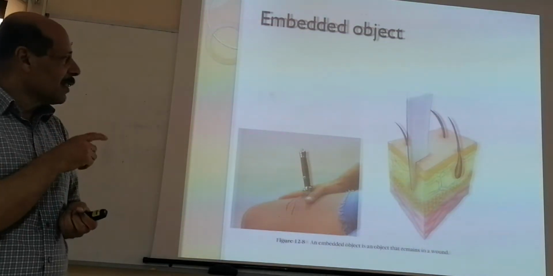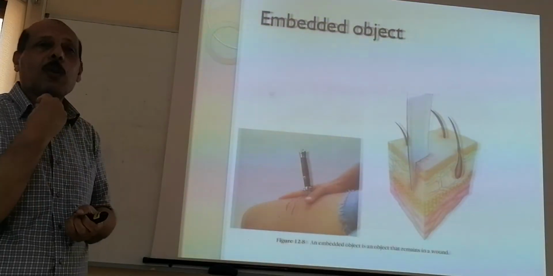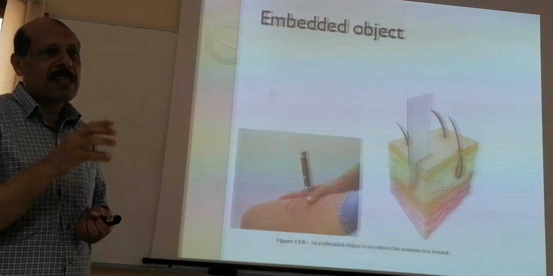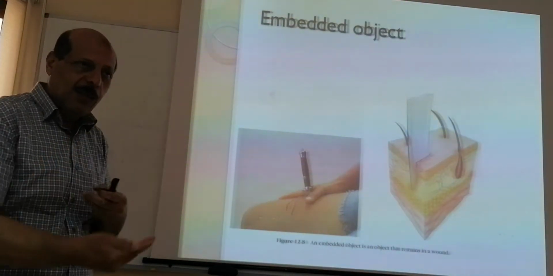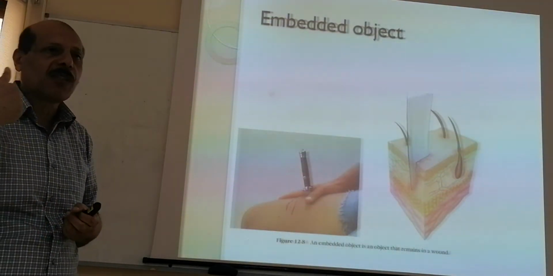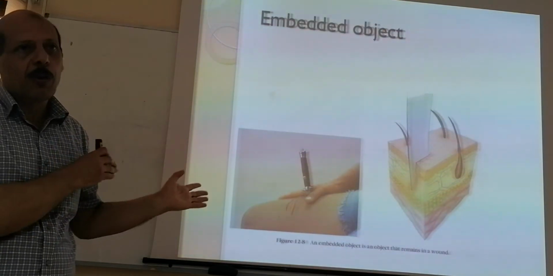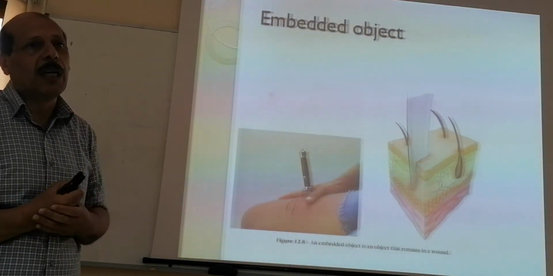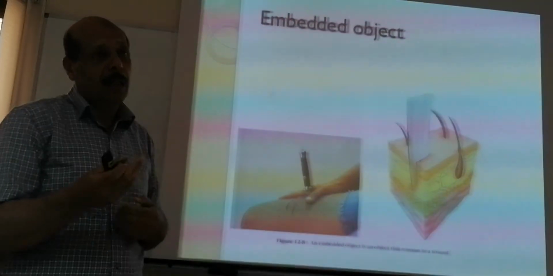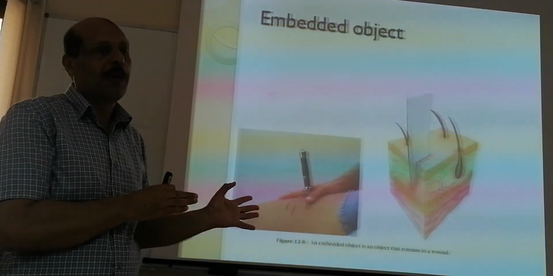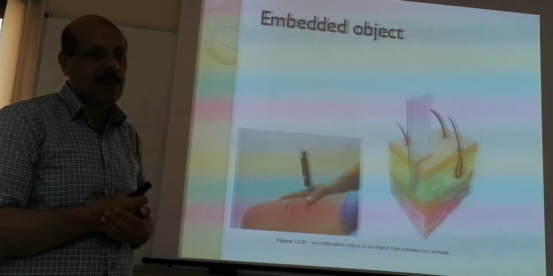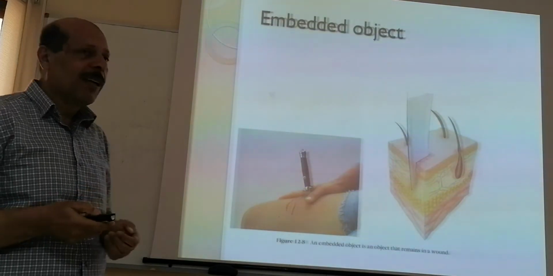So in any case of embedded object, regardless of the type of the object, it is always advisable not to remove it. You just have to wrap it. If bleeding is there, control the bleeding and transfer him to the hospital, or call for emergency people to take over. But you also have to do this procedure before they come. Until they are coming, then they will transfer him and take the precautions.